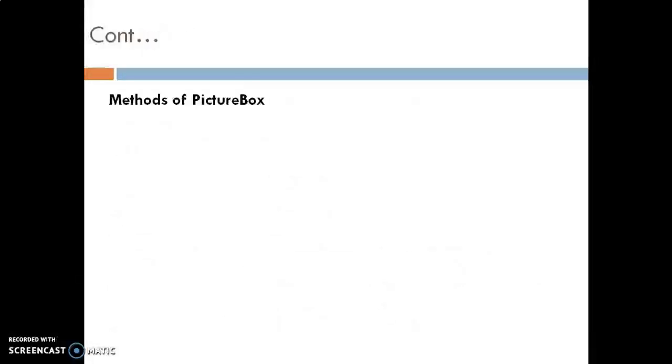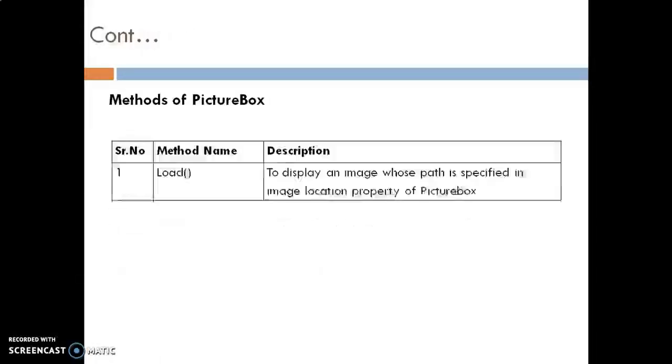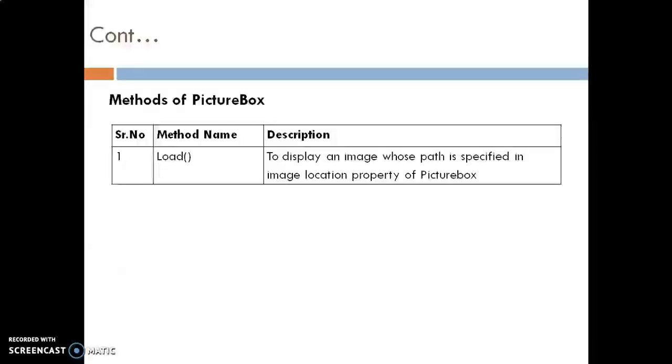Now methods of picture box control. Generally one method which is commonly used with the picture box control is load. This load method is used to display an image whose path is specified in the image location property of picture box. Means this method calls the property image location.